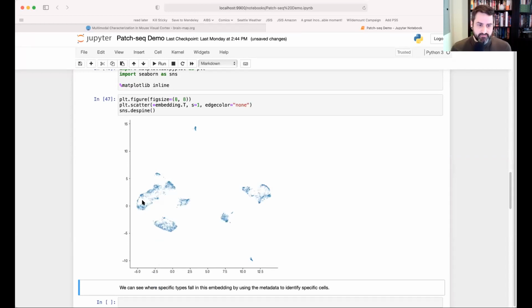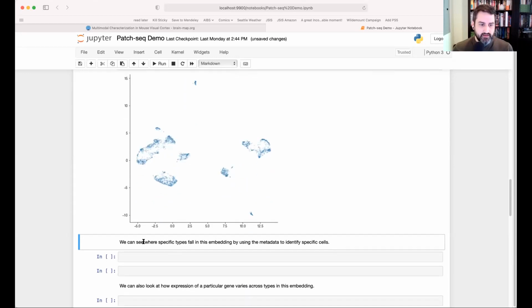So you can see that there's a couple different islands. Those basically correspond to the major subclasses. Because I've looked at this before, I know that this is where the SST cells are. This is where the parvalbumin cells are. But we can use the metadata to see where particular types fall in this plot.